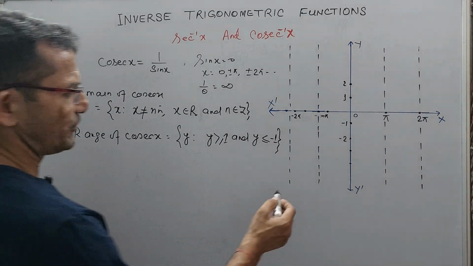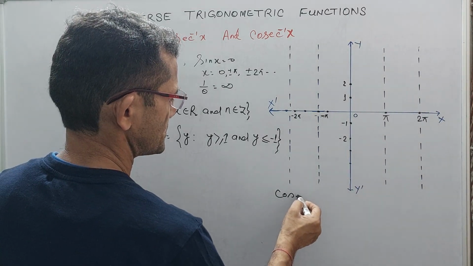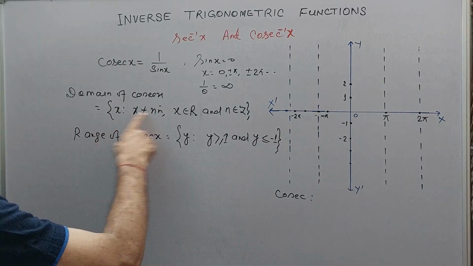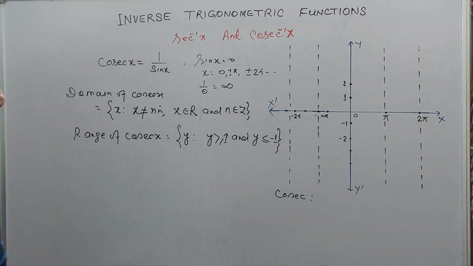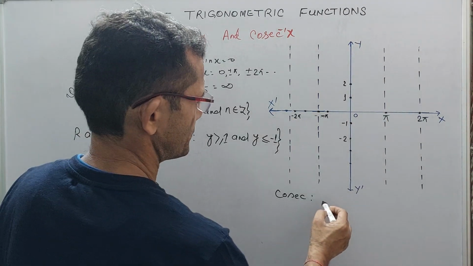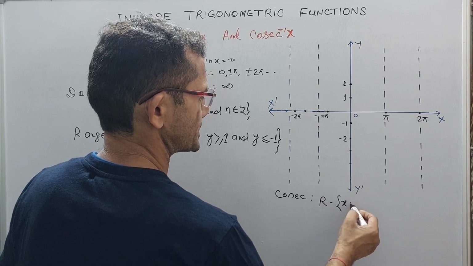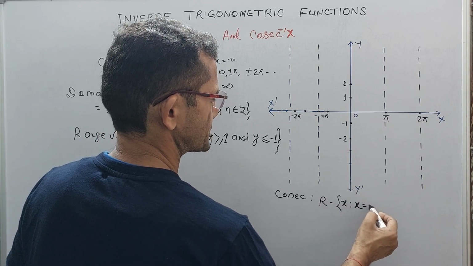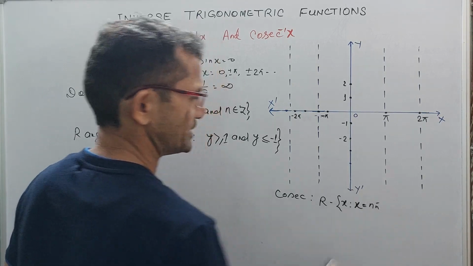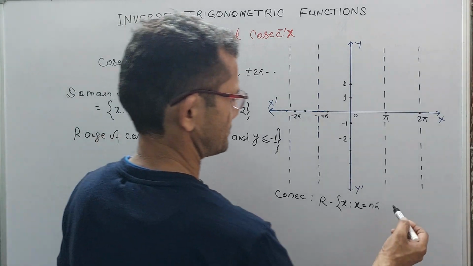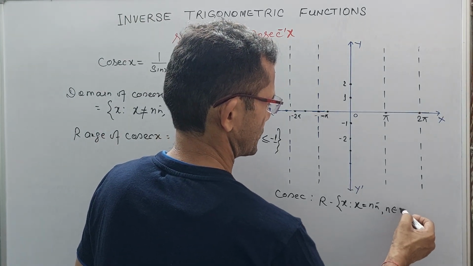So if I define the function here, cosec is equal to, our domain will be this part. Here the domain, from the set R, we have deleted x such that x is equal to n pi. We have deleted from the set of real numbers these numbers, multiples of pi. Here n is the set of integers.